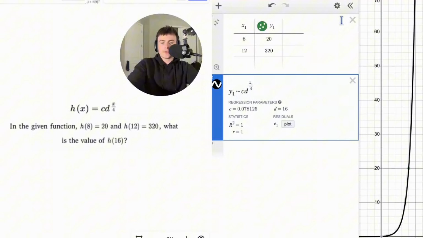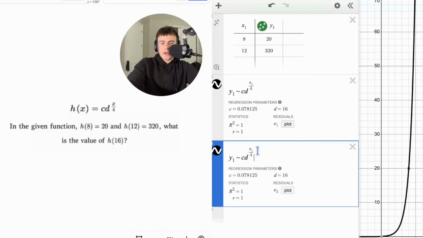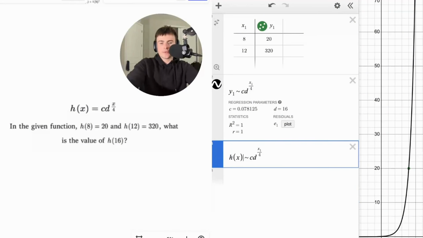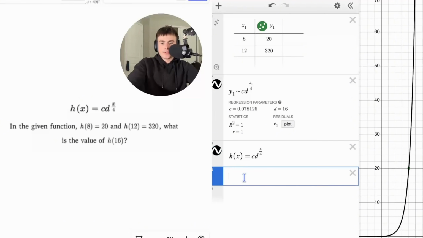So what I'm going to do, same as last problem, is find the h of x equation, and we just solve for c and d. Let me duplicate this and change it to h of x equals c d to the x over 4 power, and then change the x back to normal. Perfect. Now I can just do h of 16 and solve for it. Just 5,120.